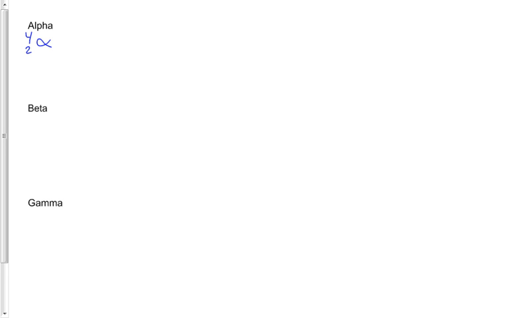The chunk that broke off is the alpha particle. Okay, that's not the radioactive material. That's the chunk that breaks off of the radioactive material. It's a little piece of ice that breaks off of the iceberg.